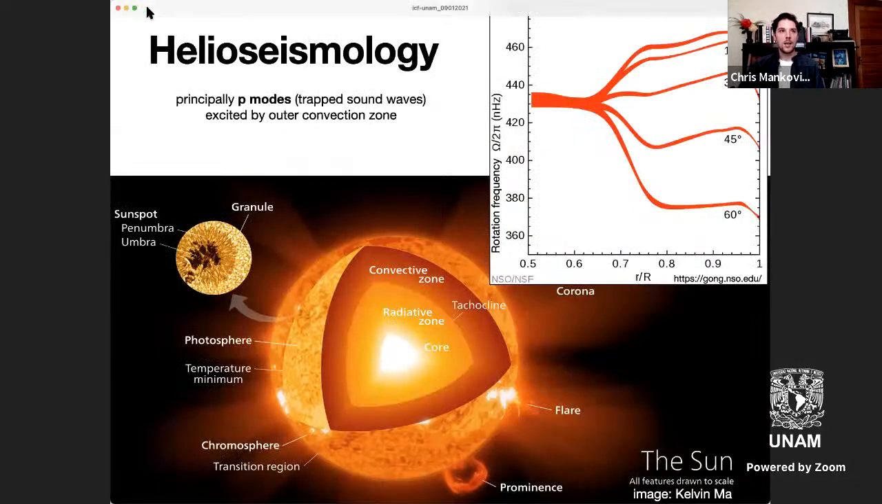Helioseismology was a total game changer for our understanding of solar physics. The sun turns out to oscillate with what are mostly P modes, which are trapped sound waves that are excited by convection in the outer regions of the sun. If you've heard of the solar 5-minute oscillation, that's an example of solar P mode oscillations.